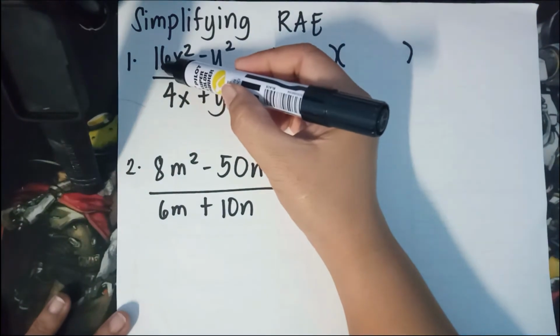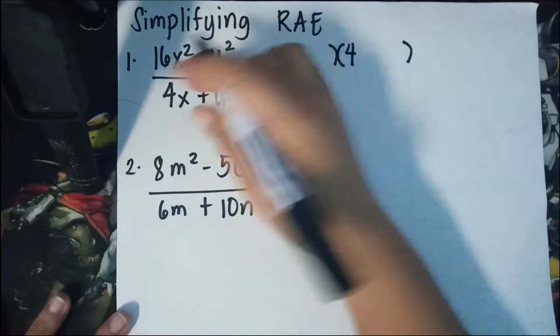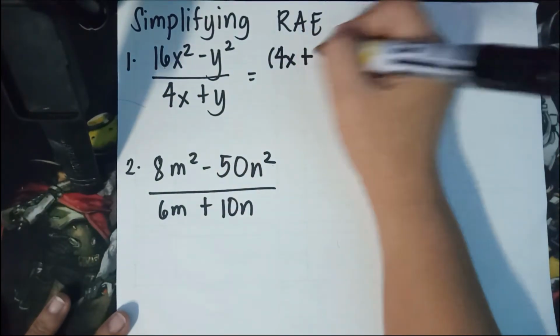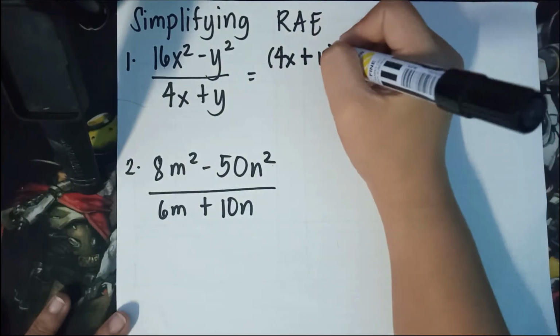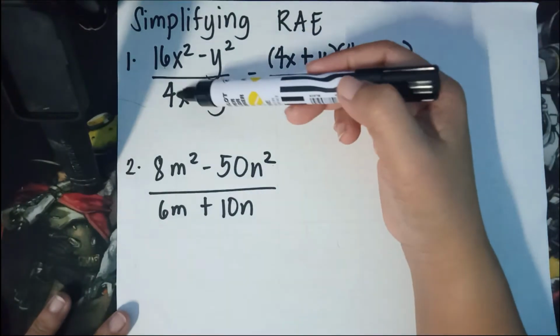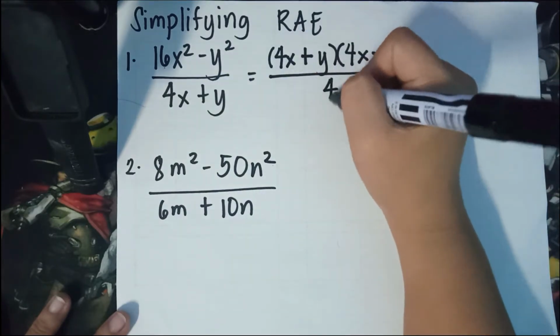Get the square root of 16, which is 4. Square root of x squared, x. And the sign, positive and negative. Square root of y squared, we have y. Next, since there is no common factor between 4x and y, all we need to do is copy.